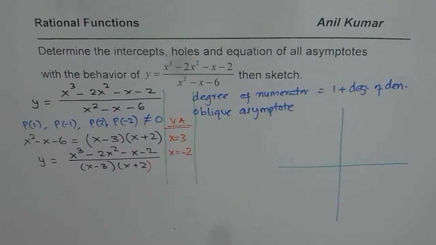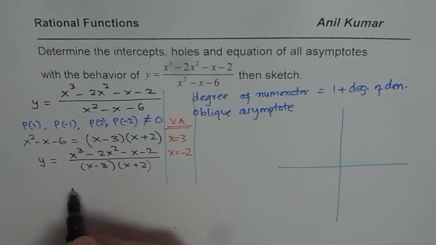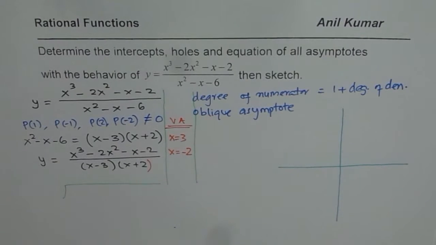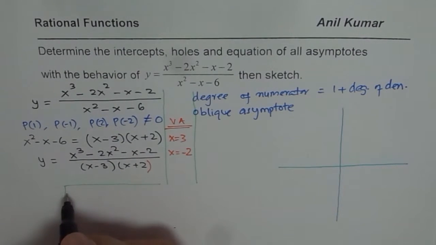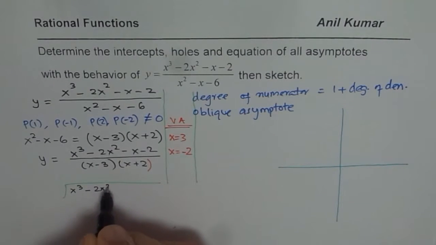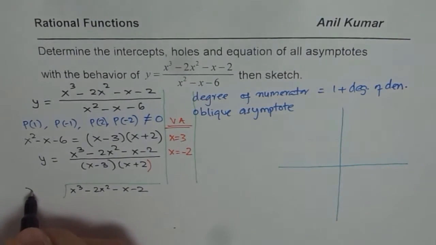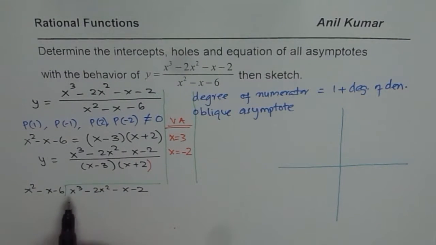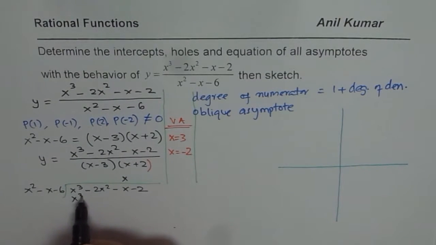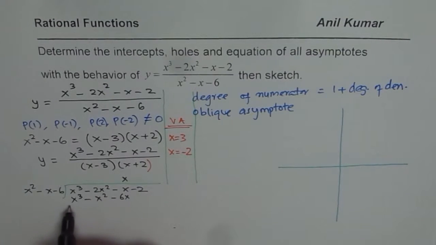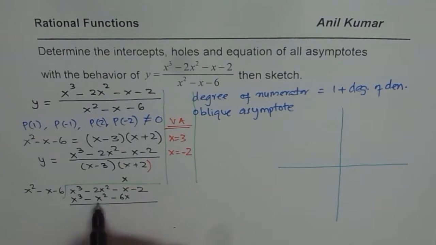Now how to find the oblique asymptote? For that we have to do long division. So let's do long division here. We have x cubed minus 2x squared minus x minus 2 divided by, don't write in factor form, write the original, x squared minus x minus 6. Now that goes x times. So we get x cubed minus x squared minus 6x, and when you subtract, you get minus x squared, correct? And here we get plus 5x.